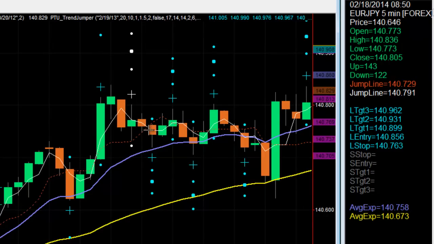Not a lot of range during the U.S. session. Hopefully it's going to break out for us. The entry is at 140.856. I'm always going to round that up to 86, right? So our entry goes in at 140.86. Figure 2 pips of spread. We're going to get filled at 88.